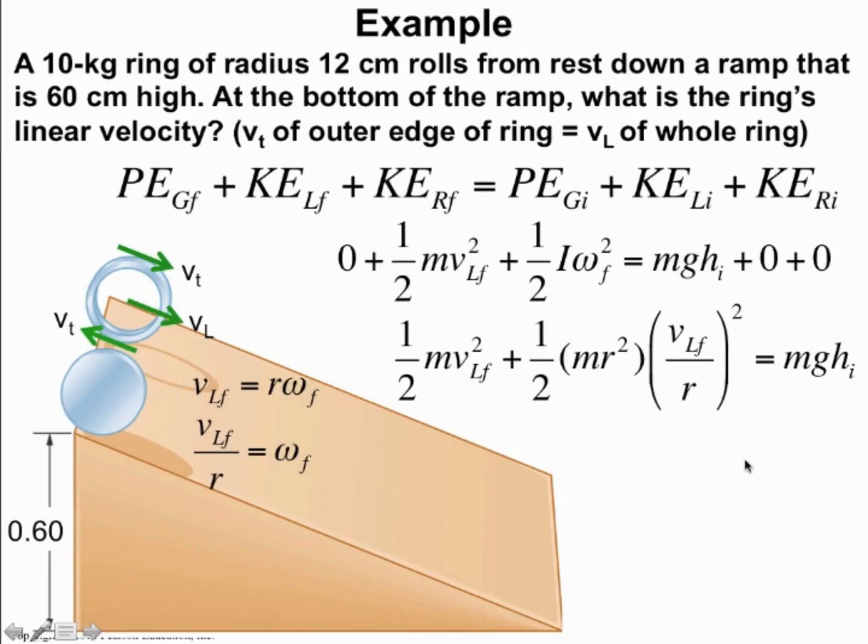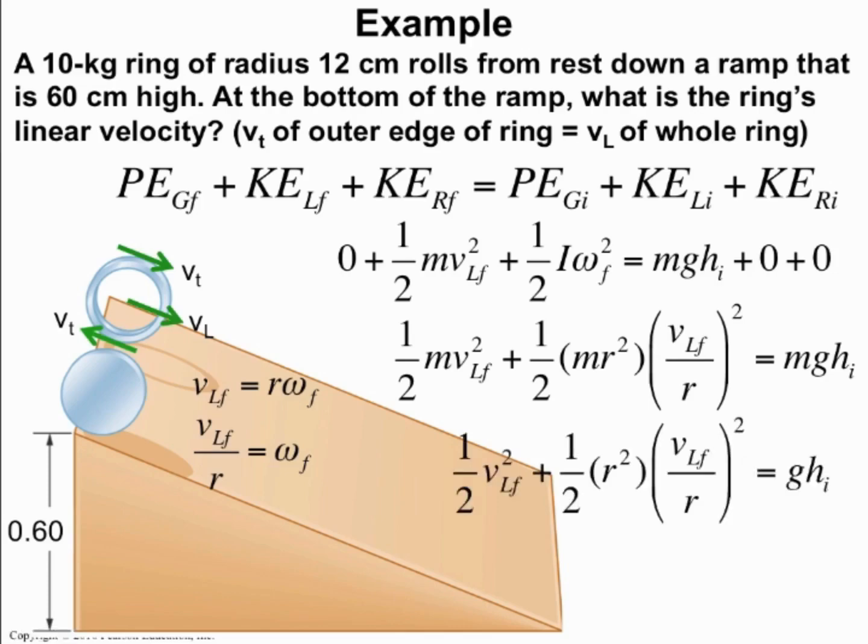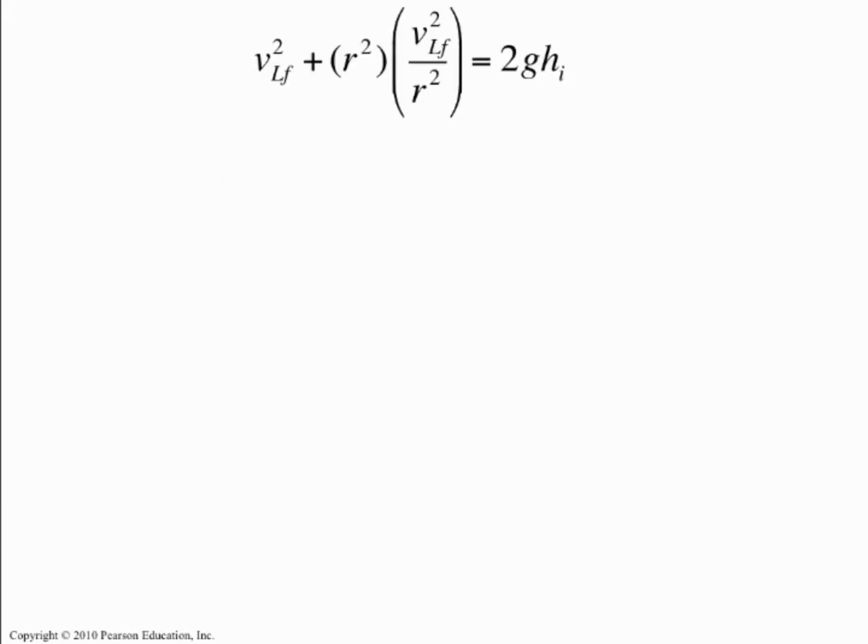Now continuing on with our algebra, that simplifies to 1/2 VLF squared plus 1/2 R squared VLF over R squared equals GHI because we canceled the masses. And now we can multiply both sides by 2. Now we're going to carry this forward to the next screen.